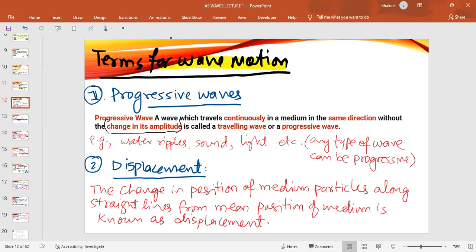The next thing is the terms related to wave motion. The first is the progressive wave. So what is a progressive wave? A wave which travels continuously in a medium in the same direction without change in its amplitude is known as a traveling wave or progressive wave. For example, water ripples, sound, light, or any type of wave can be progressive because it has to transfer energy. Or simply speaking, a progressive wave is the wave that is used to transfer energy in the medium.